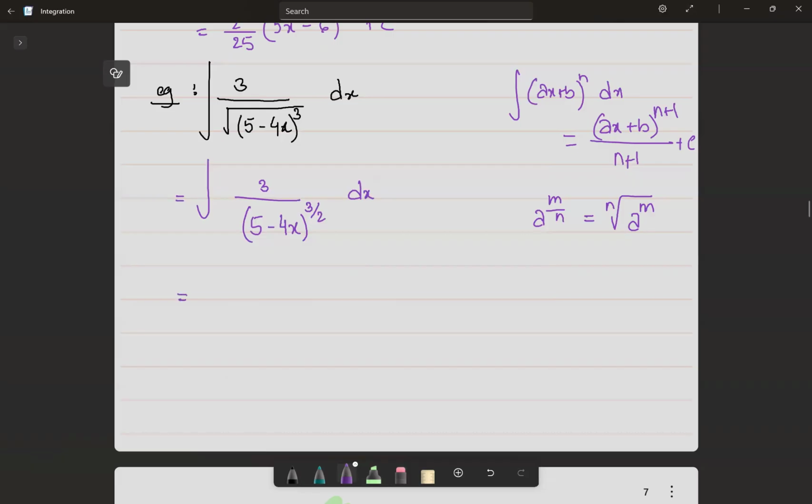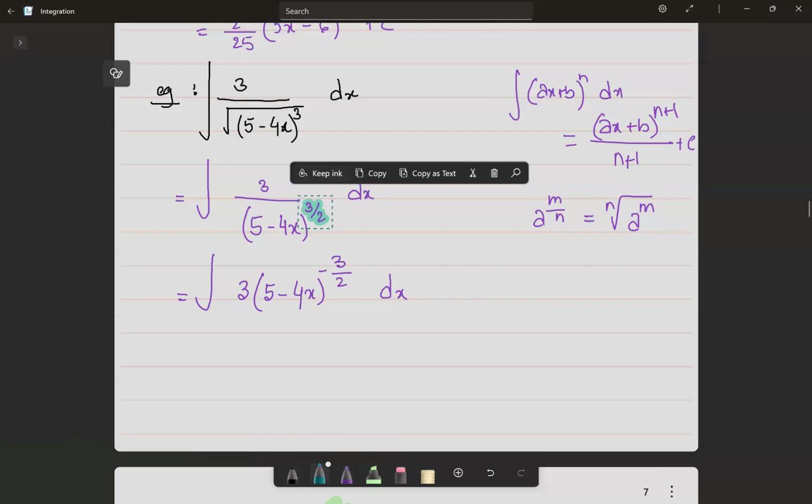So now we have to take this in the numerator for integration. And because we have not started integration yet, we will keep this integration and the dx in here. And we will write 3, (5 minus 4x) to the power of negative 3 by 2. Why negative? Because we are taking this in the numerator. If we want to take this in the numerator, the power will become negative. Now we have started our integration. In this third line, we will start our integration. So we don't need this or this. So 3 will stay as it is.